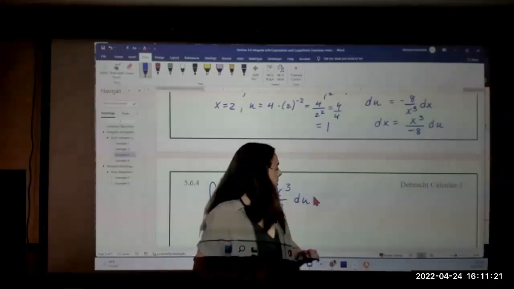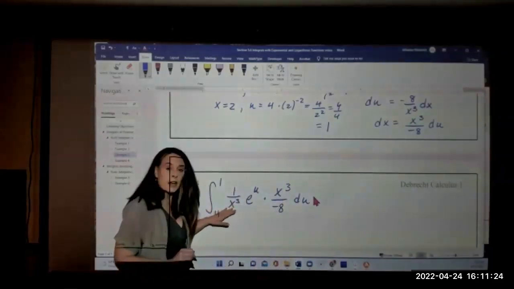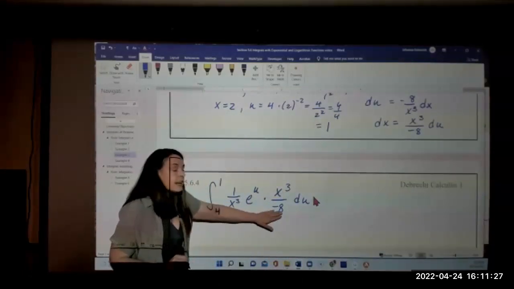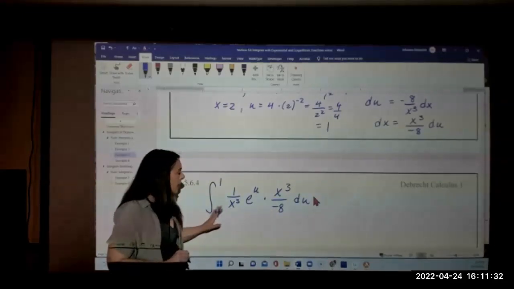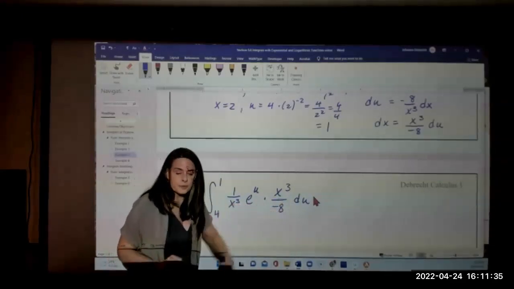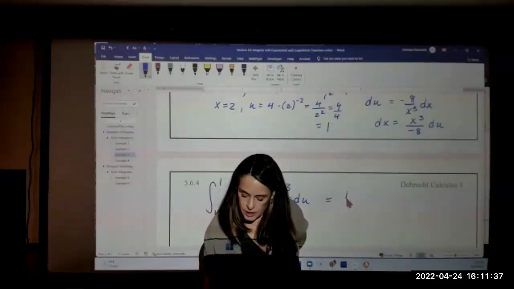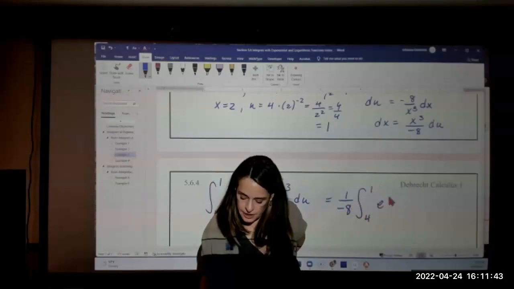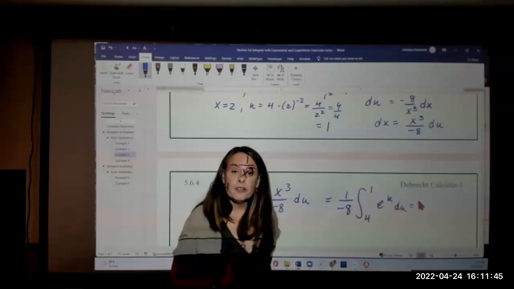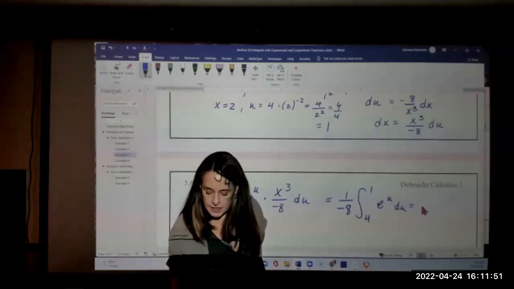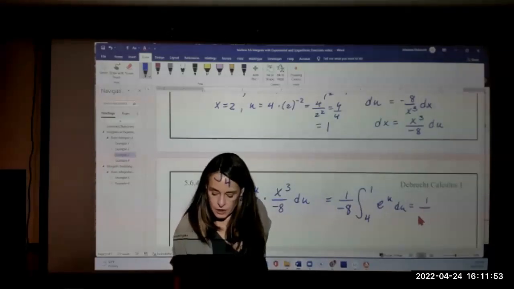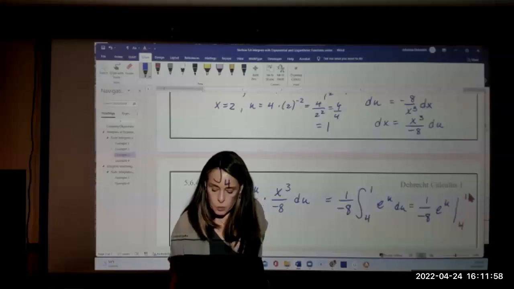Now notice that the x cubed and the x cubed in the denominator are going to cancel. The -8 in the denominator is a constant which can be pulled out of the integral, and that will leave me with e to the u du. Let's write that down. We have 1 over -8, the integral from 4 to 1 of e to the u du. The integral of e to the u, the antiderivative, is e to the u. So this gives us the 1 over -8 e to the u to be evaluated between 4 and 1.